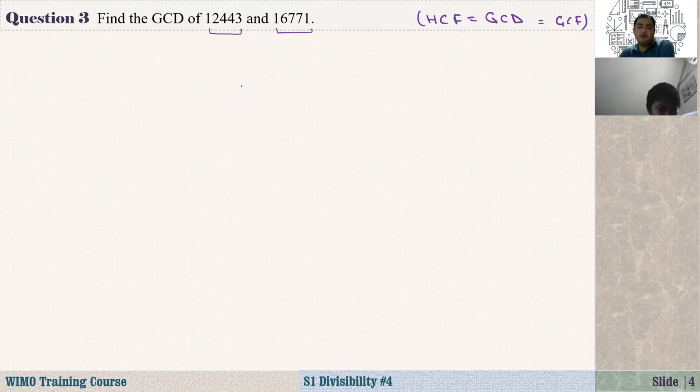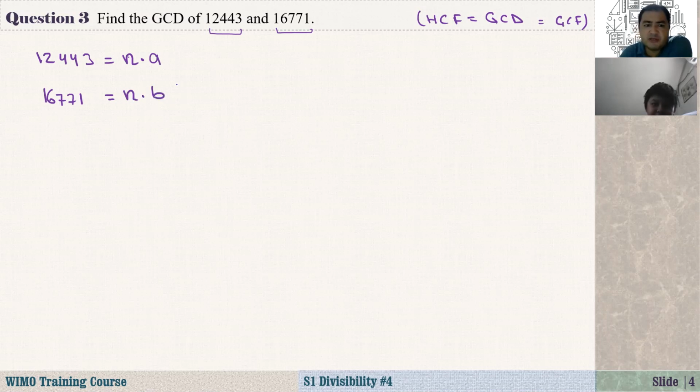Okay, so now I'm going to write something here. Carl, look, these are big numbers. If you just keep dividing these numbers by prime numbers, we can still get the answer, but it may take a long time. Suppose 12443 and 16771 have a common divisor, let's say N. So if I divide 12443 by N, we have N times A, where N and A are both integers. And 16771 is also divisible by N, and here we have some number B.